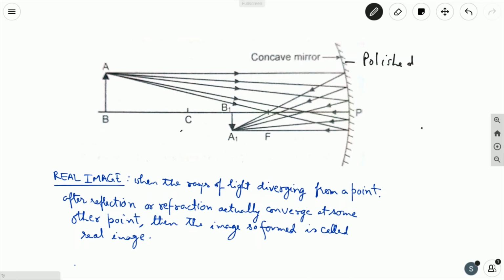Similarly, in case of refraction also it happens. They will appear to converge at some other point. Suppose here, in refraction, we already know that there will be two media. One is the rarer medium, the other is the denser medium. So here the incident ray is coming.